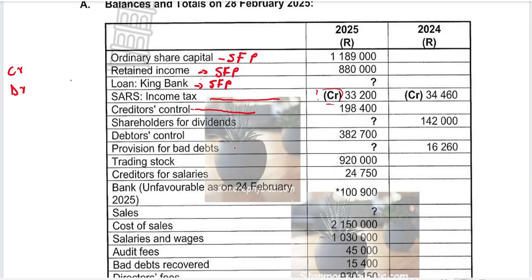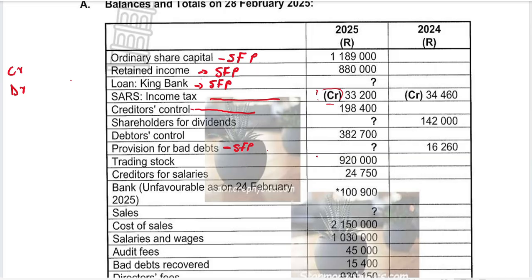And then we have what? Provision for bad debt. They put in a question mark, but we know that provision for bad debt must go and be subtracted from debtors control. We must take our debtors control and subtract the provision for bad debt, and we get the net trade debt. Do you get me? So this also falls under the statement of financial position.